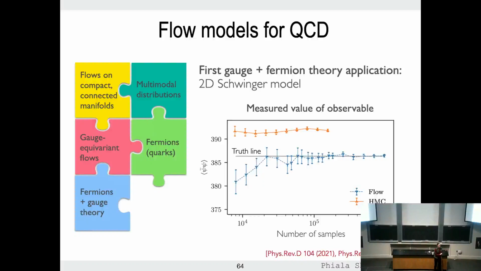Fermions. Quarks are fermions. That's unfortunate. They're anti-commuting fields. How do you deal with anti-commuting things in machine learning? You have to develop a whole new set of technology. But once you do that, here's another example.